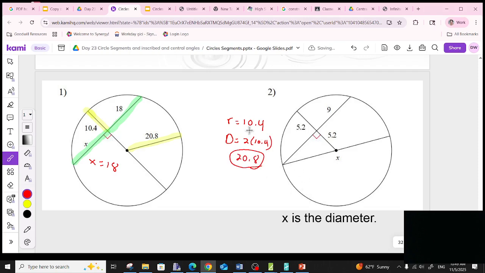And the reason why I know the radius is 10.4 is because this little piece was 5.2, this piece was 5.2. 5.2 plus 5.2 is 10.4, which is the radius. Double it gives you diameter.